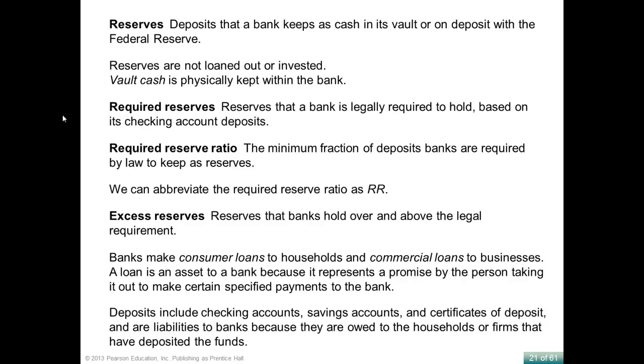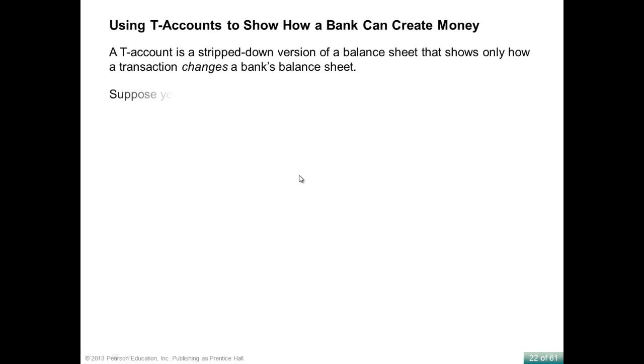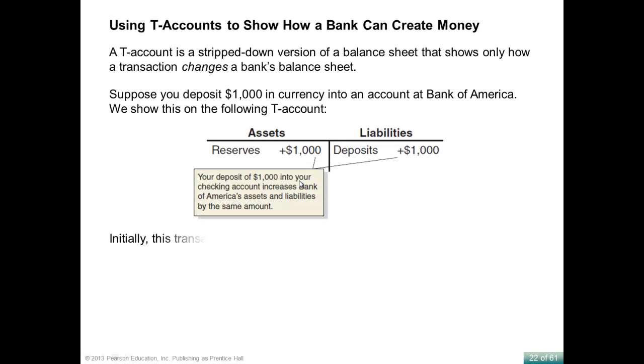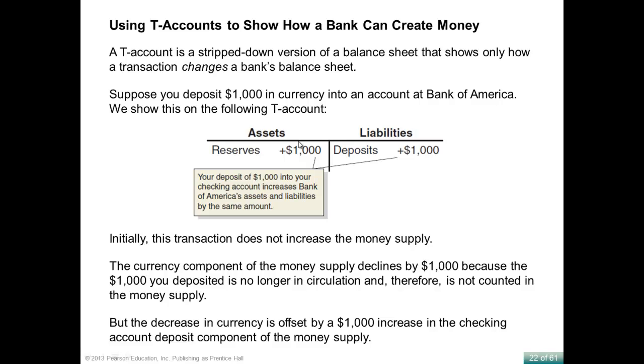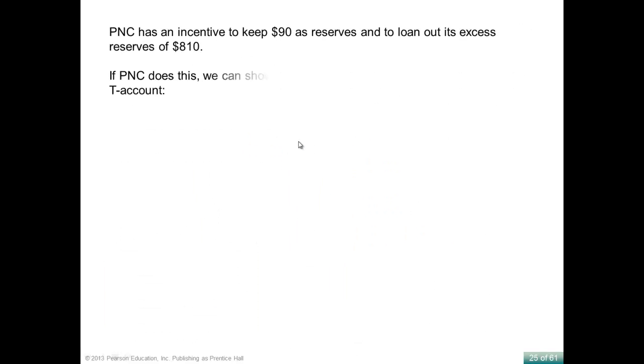Banks make consumer loans to households and commercial loans to businesses. A loan is an asset to a bank because it represents a promise by the person who is taking it out to make specific payments to the bank. Deposits, including checking accounts, savings, and CDs, are liabilities to the bank because they owe this to the household or firm who deposited the money. They're just holding it. I'm not worried about T accounts of creating money. We're going to skip this part.